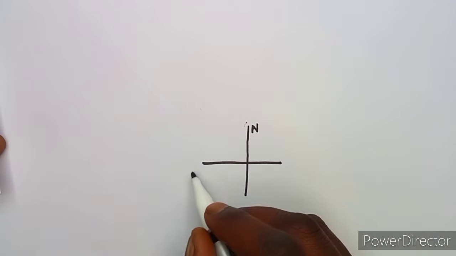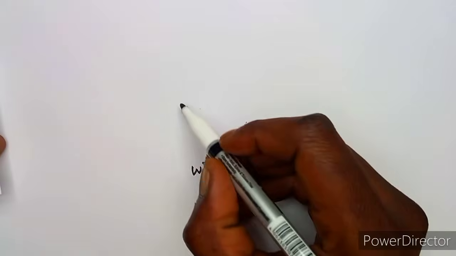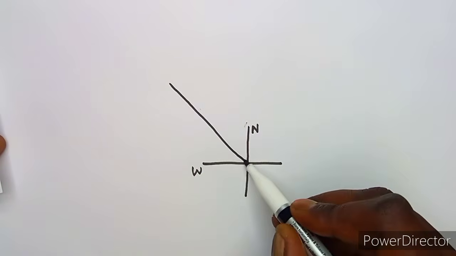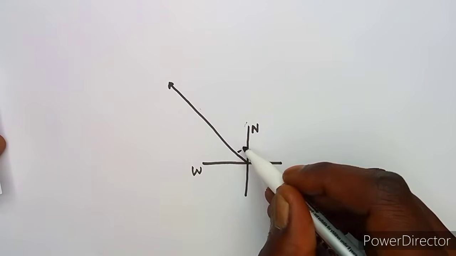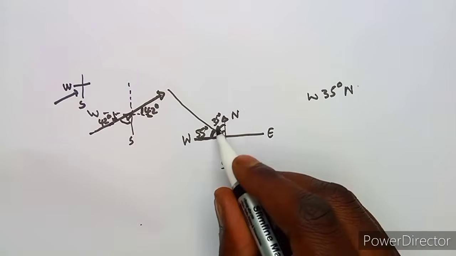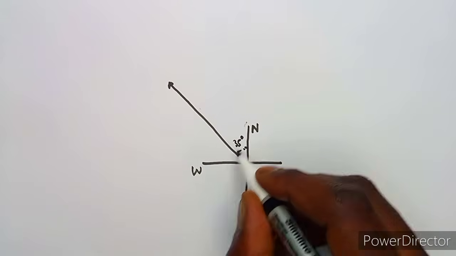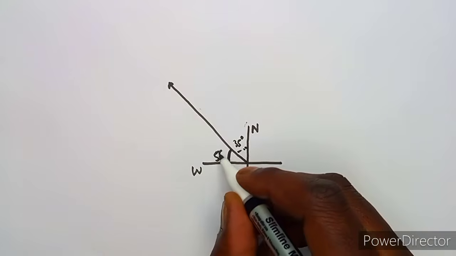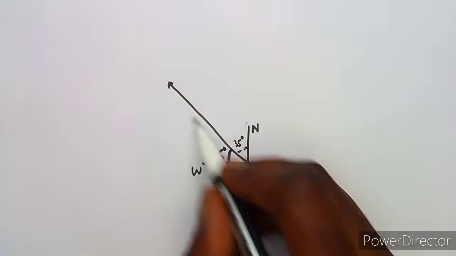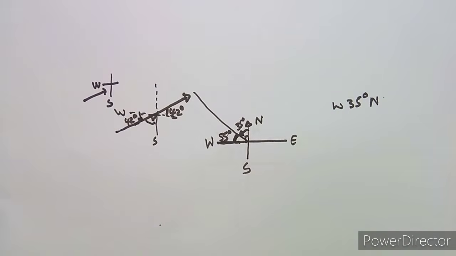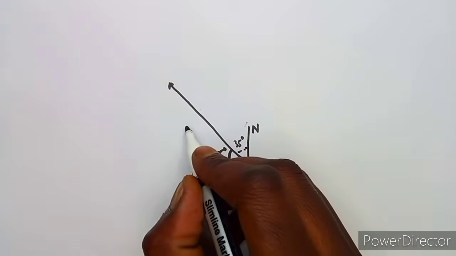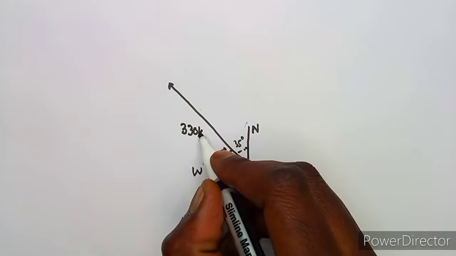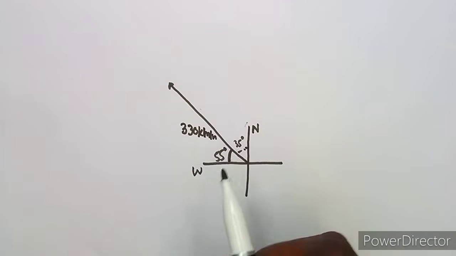I'm just going to use a sketch, guys, like this. Remember, this was our north, our west. We are focusing on this direction. This was our aeroplane here, going in this direction, and we said it's 35, but we are not focusing on this 35 actually. We are most worried about this, which is 55 degrees. And this is the speed of the aeroplane, which is 330 kilometers per hour. So this is for the aeroplane.